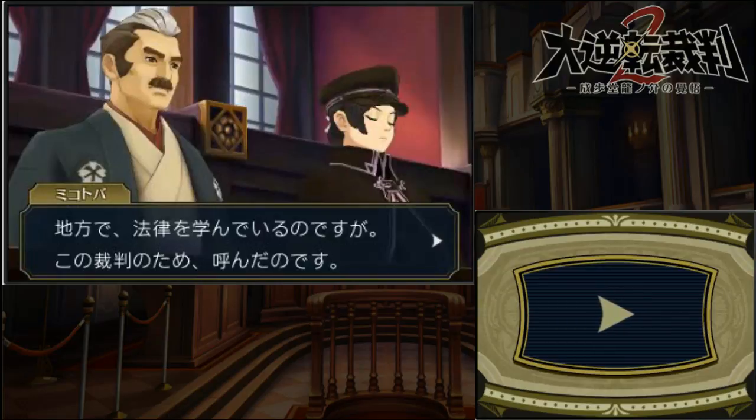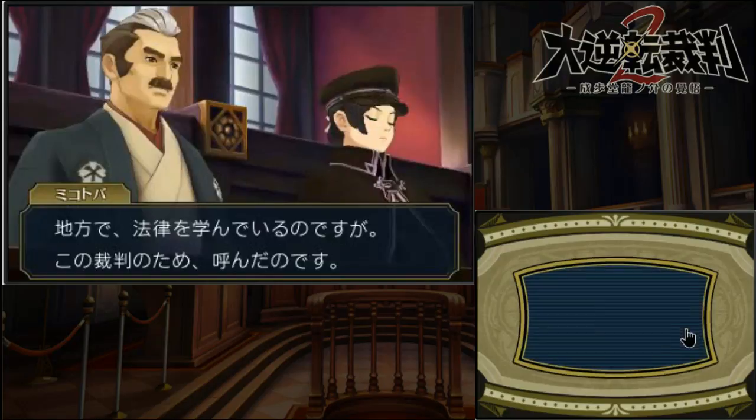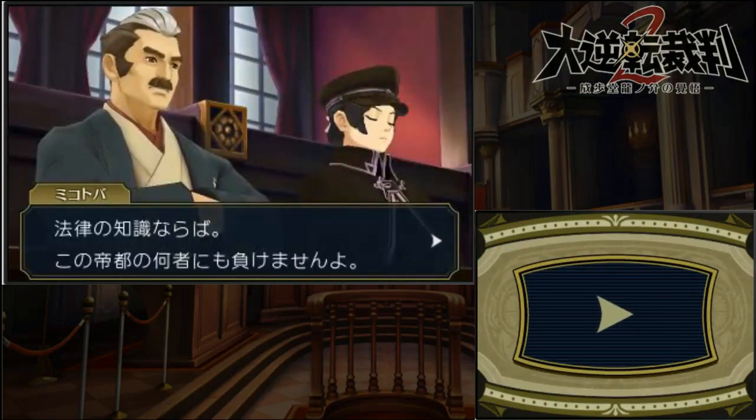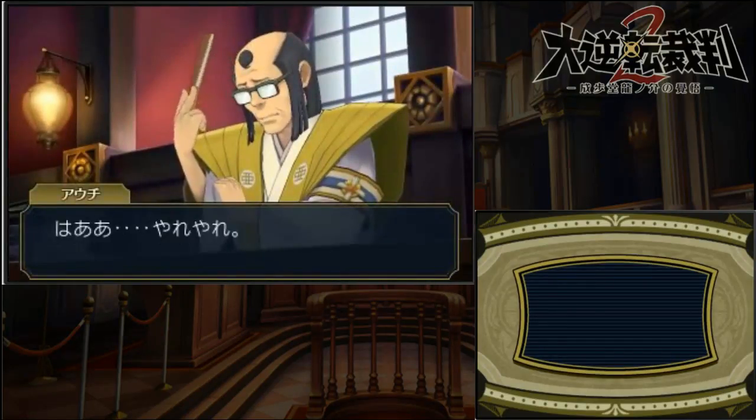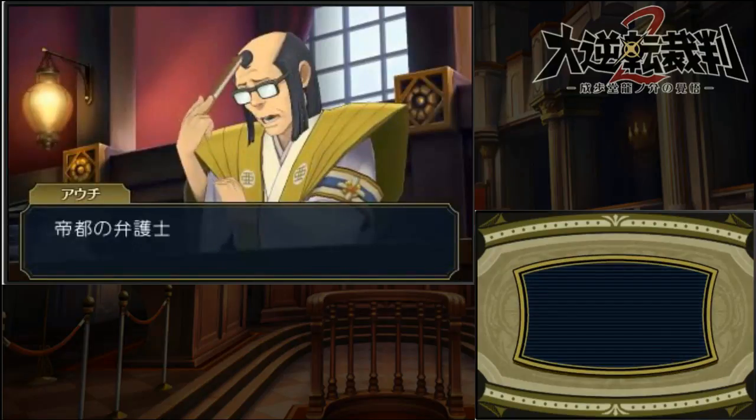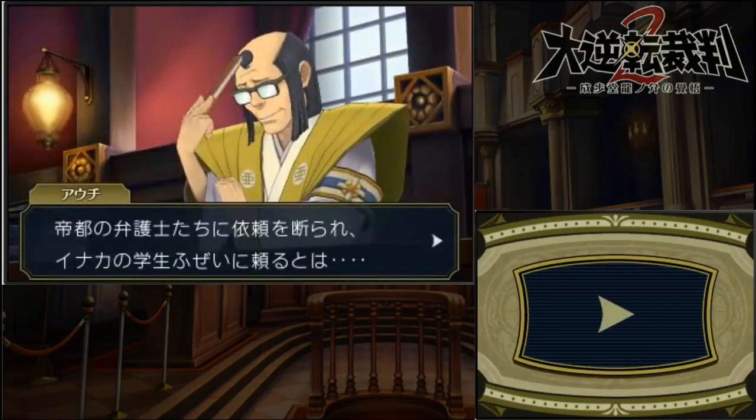He has been studying law in the countryside. I summoned him here for the sake of this trial. He is second to none when it comes to knowledge of the law. Second to none. Good. Grief, you're pitiful. Having to resort to hiring a lowly student from the country.